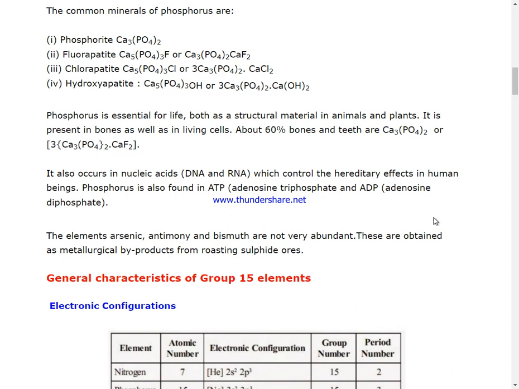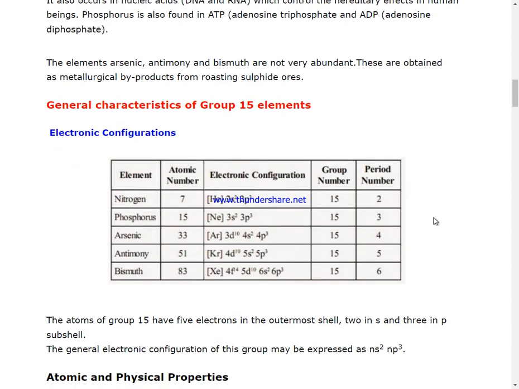The elements arsenic, antimony and bismuth are not very abundant. These are obtained as metallurgical byproducts from roasting sulfide ores. General characteristics of group 15 elements. Electronic configuration. Nitrogen, atomic number 7, electronic configuration helium 2s2 2p3. Group number 15, period number 2.